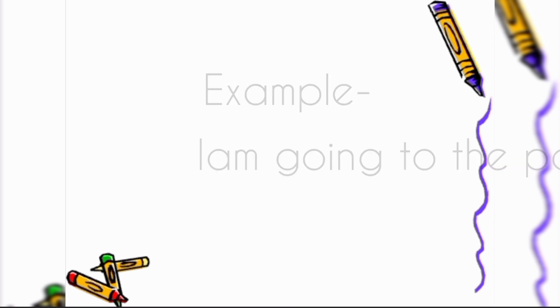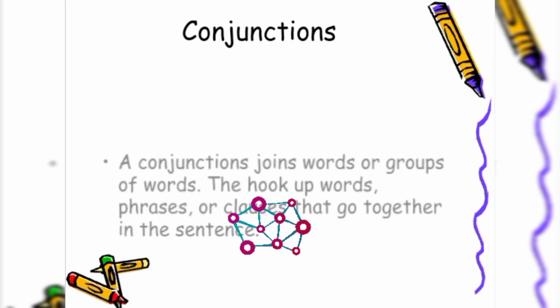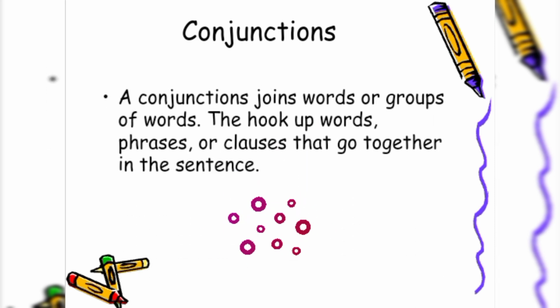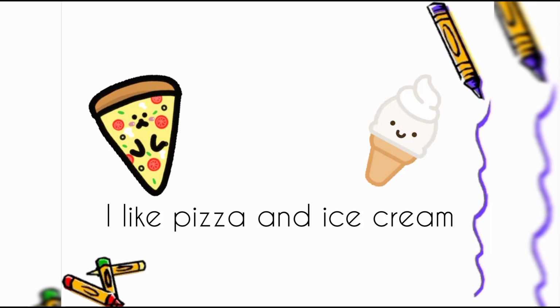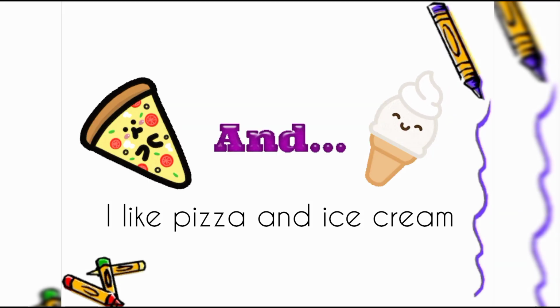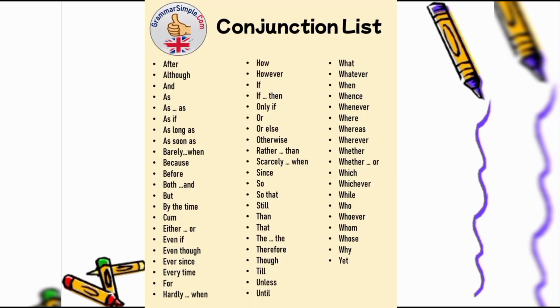Hope that helps. Now, conjunctions. They are like the glue that holds the sentences together. Conjunctions are words that connect words, phrases, or clauses. They help us show relationship between different parts of a sentence. For example, in the sentence, I like pizza and ice cream, the word and is a conjunction that connects the two things I like. Other common conjunctions include but, or, and, so. Like they make our sentences flow smoothly and help us express our thoughts.